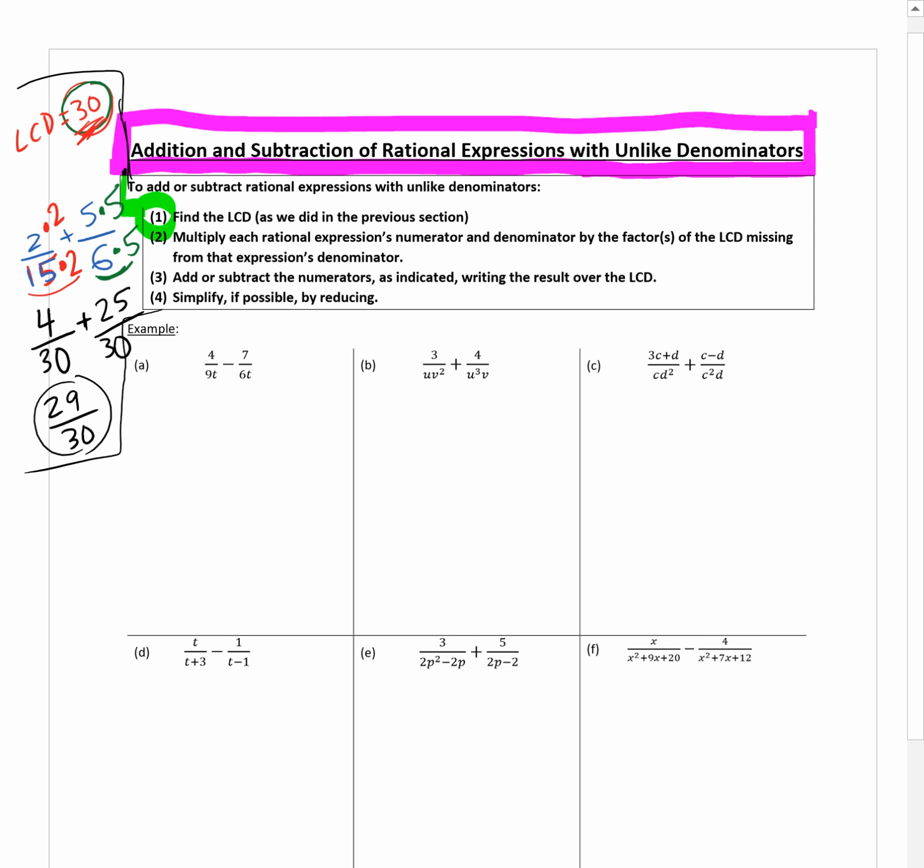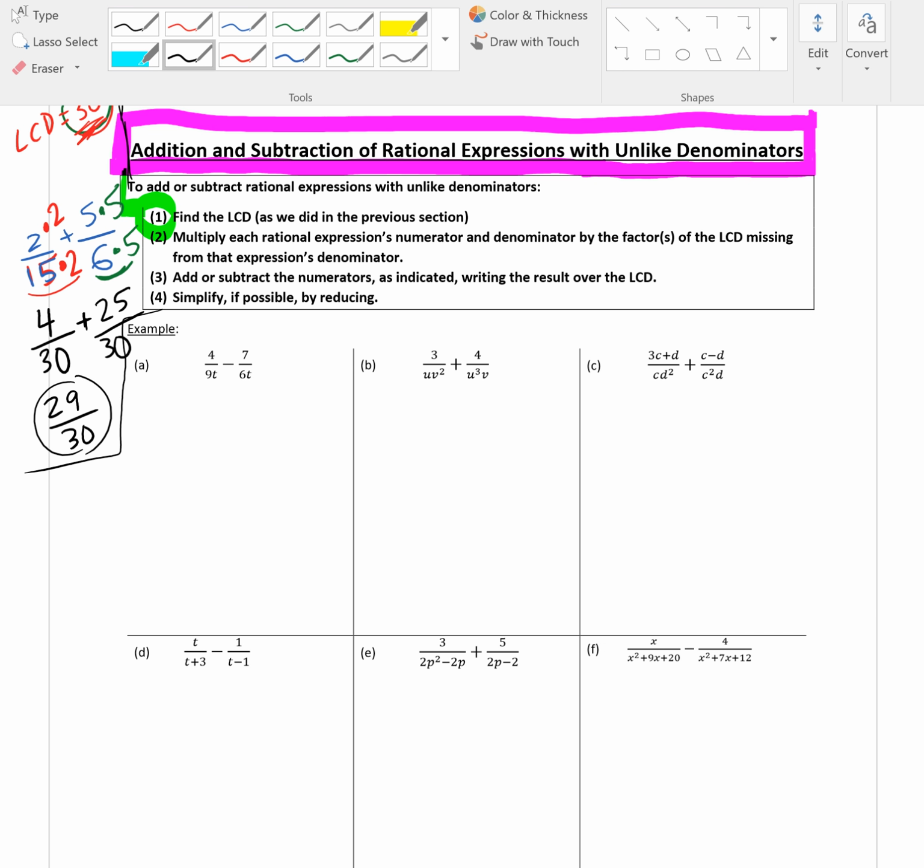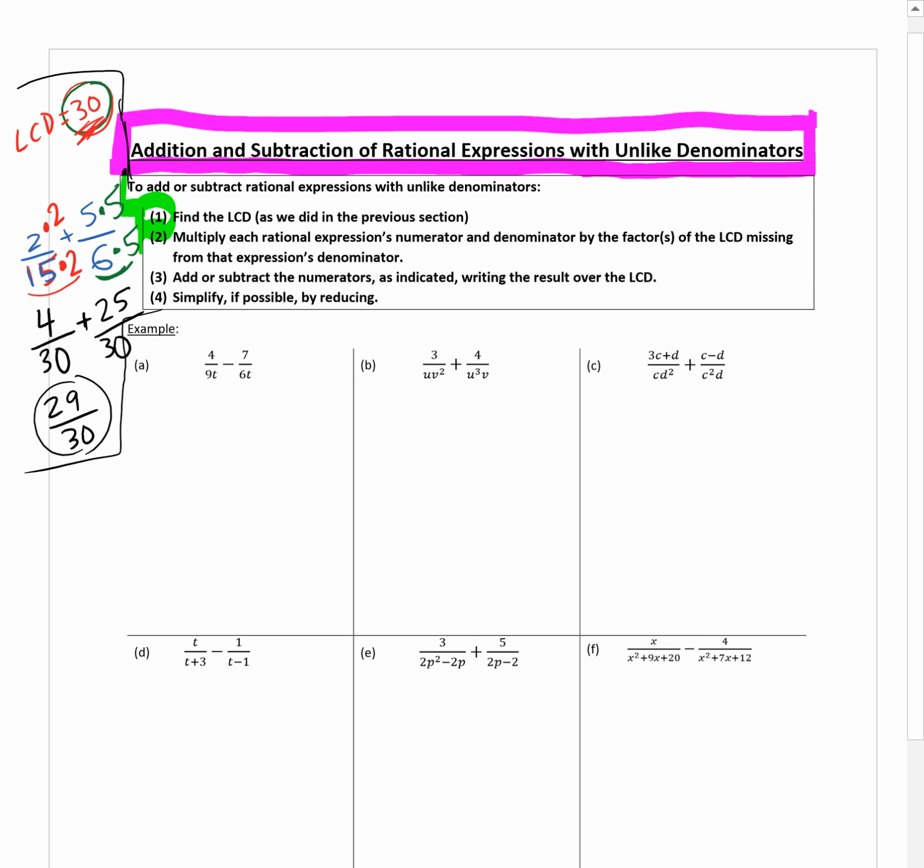So it's going to be very similar to that. It's just, of course, the denominators are more complicated. This just outlines the same steps. Like we said, we find the common denominator, then you multiply each of the rational expressions by whatever they're missing that the least common denominator has. And then in step 3, you're going to add or subtract the numerators. If it's a plus sign, you add. If it's a minus sign, you subtract. And write it over the LCD, like we did. You're not going to say 30 plus 30 is 60. It's still the same common denominator. And then you're going to simplify if possible. Like if this 29 over 30 could reduce, I would try to reduce it. But I know nothing divides into 29 and 30. So that's about it.